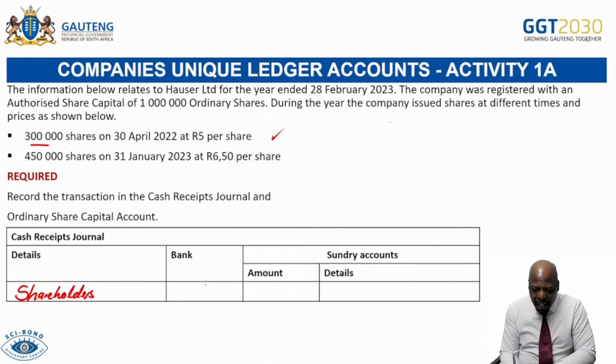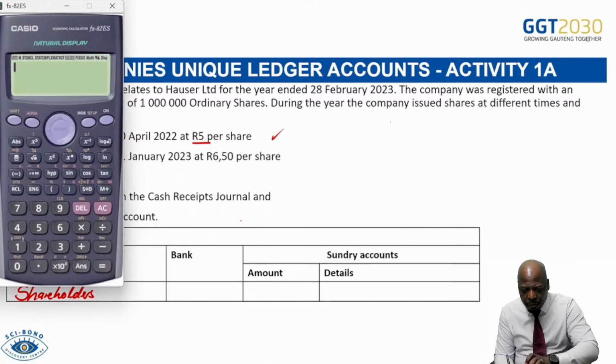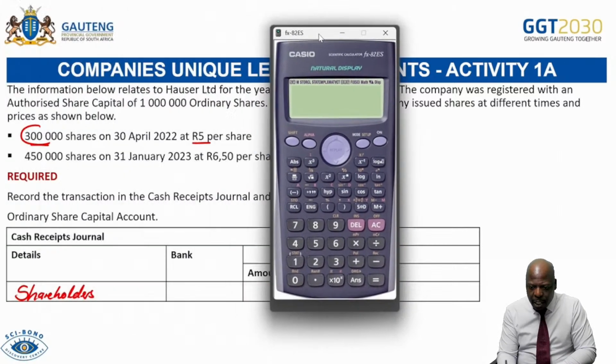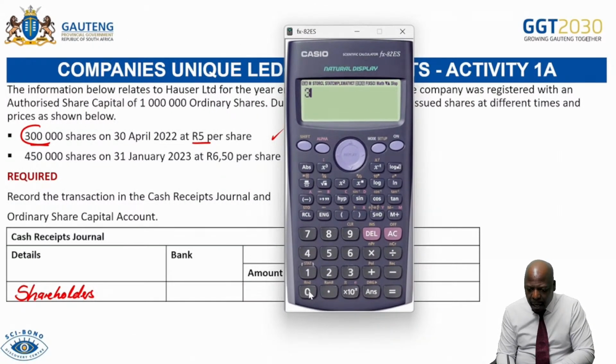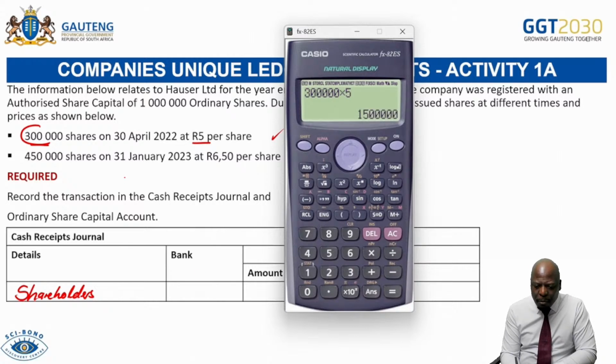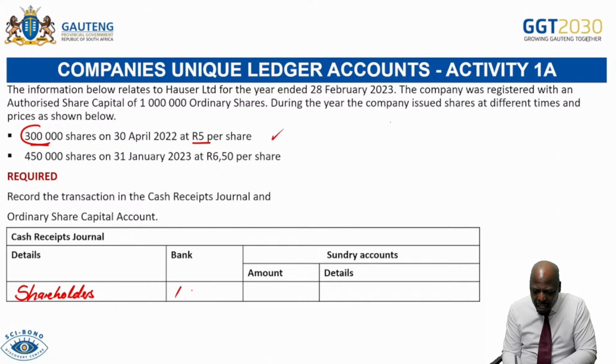In my bank, I will now say my 300,000 times 5 rand. Let's see those calculators now. Okay, so let's bring it here on the side. I'll now say my 300,000, then I'll multiply that by my 5 rand, and that will give me 1.5 million. So I'll come here, then I'll say bank 1.5 million. Okay, and then I'll come again here, and then I'll say again 1.5 million.